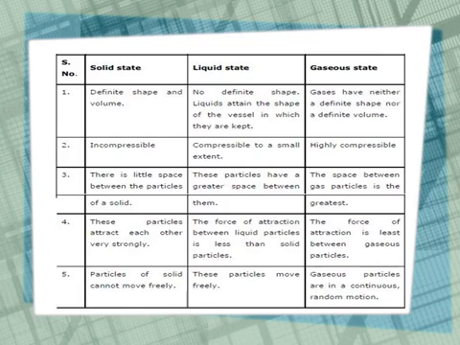So these are the five main distinguishing properties of solid, liquid and gas. There are more differences which you have to learn from the book.